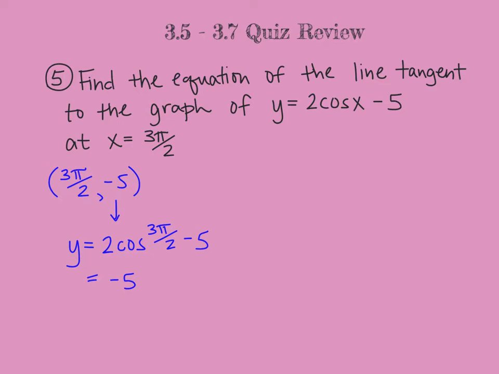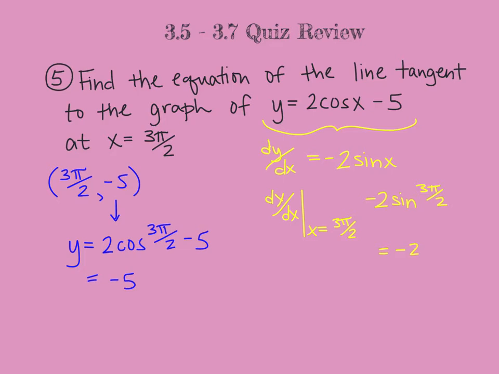In order to find our slope, what we're going to do is take the derivative, dy dx. That'll give us our instantaneous rate of change or slope at any point. So the derivative of 2 cosine is negative 2 sine of x. And the derivative of minus 5 is 0 since it's a constant. Then we need to find the value of our derivative when x is 3 pi over 2. And so we'll plug in negative 2 times the sine of 3 pi over 2. The sine of 3 pi over 2 is negative 1. So our slope is 2.